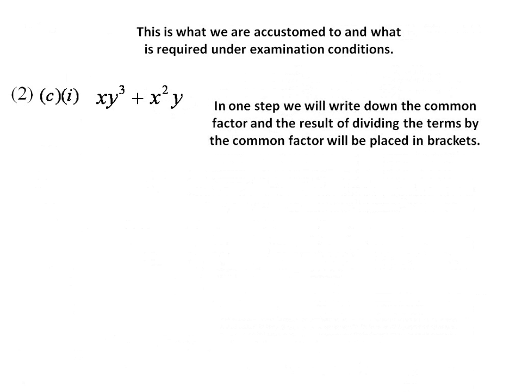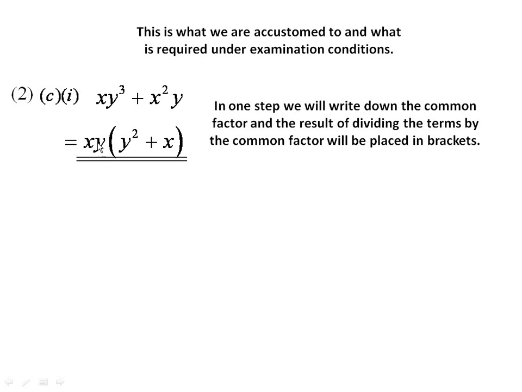In one step, we will write down the common factor, and the result of dividing the terms by the common factor will be placed in brackets, like so. And we imagine that this is a one-step problem because usually CXC gives only a single mark for a factorization problem like that. So we are sure we should be able to do it in one step.